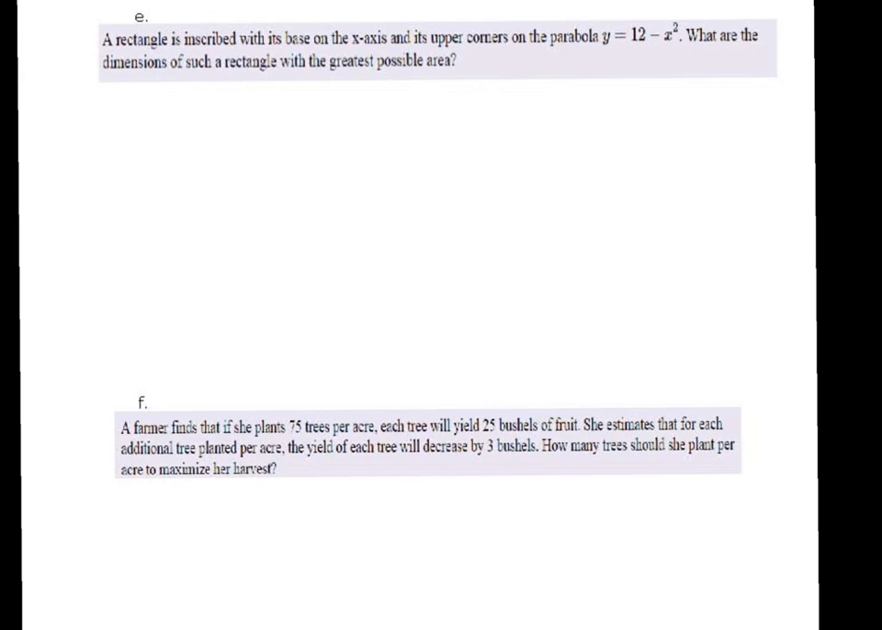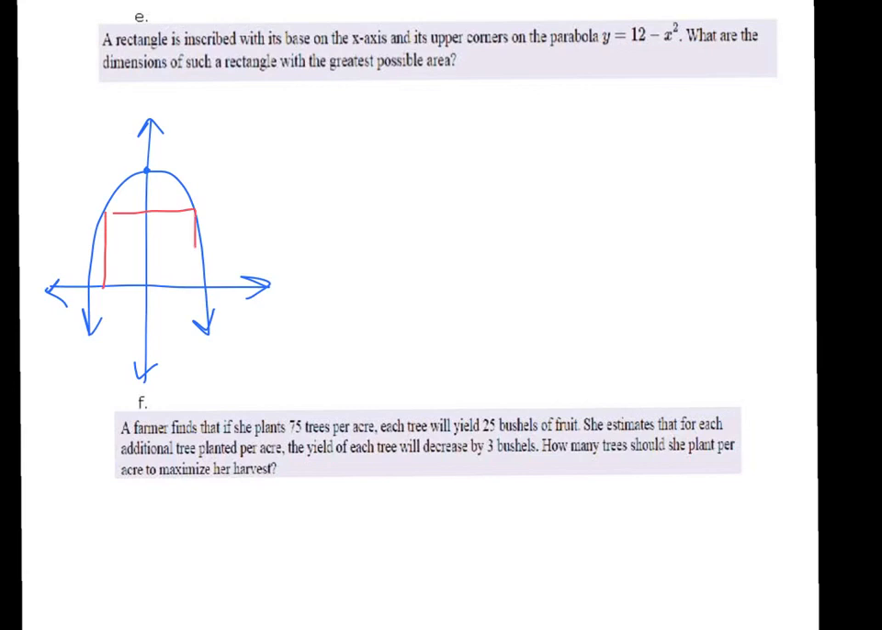Alright, in E, we have a rectangle inscribed with its base on the x-axis and its upper corners on the parabola, y equals 12 minus x squared. What are the dimensions of such a rectangle with the greatest possible area? So we should draw a picture so we know what's going on. And 12 is about right here, and it's a parabola going down, so it looks like this. So we're trying to inscribe a rectangle between the x-axis and the graph, and it can't go further than the graph.